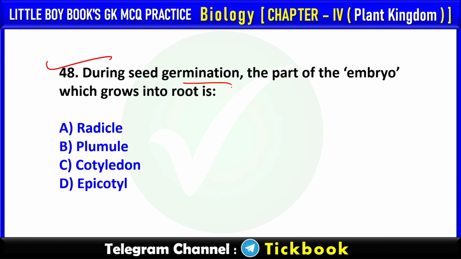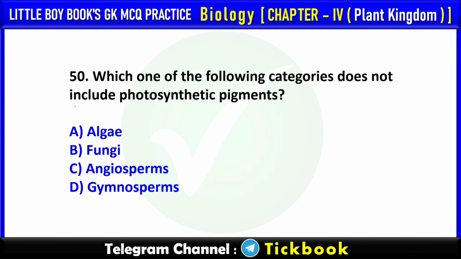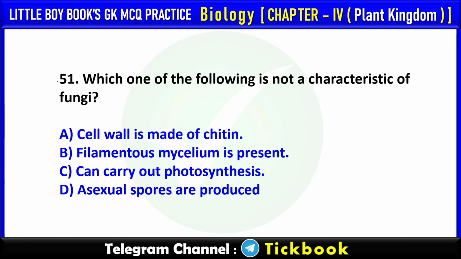48. During seed germination, the part of the embryo which grows into root is? Option number A, radicle. Question number 49. How are evergreen plants with woody stems mainly classified? Option number D, gymnosperms. 50. Which one of the following categories does not include photosynthetic pigments? Option number B, fungi.